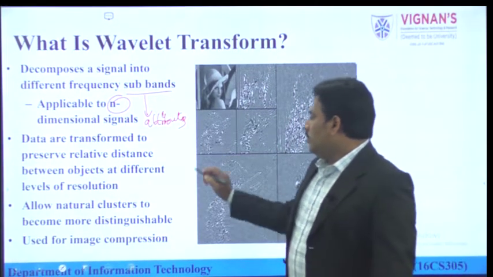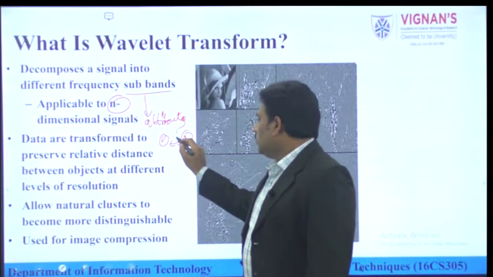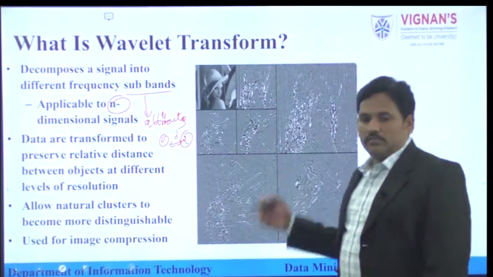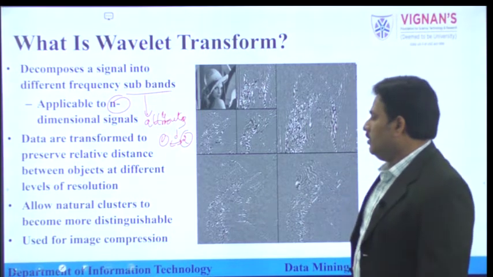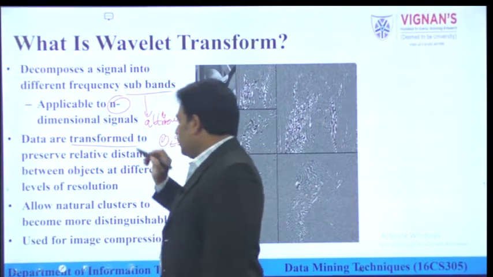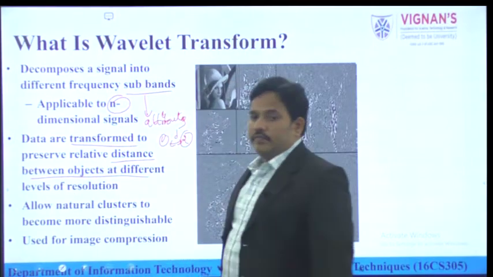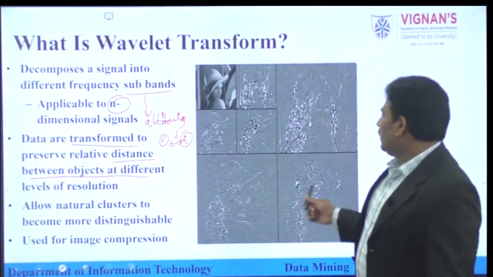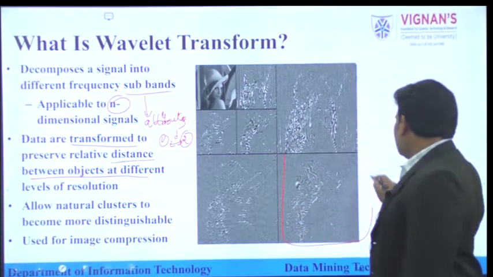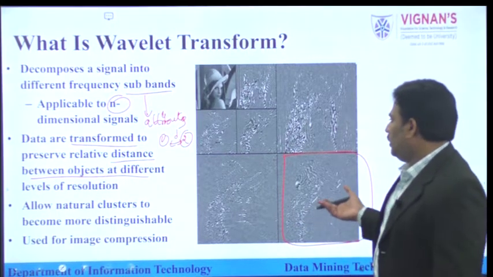That means for each point, we have to find out the distance between objects. To find out the distance, we will see some similarity metrics in later slides. Here, the ultimate objective when we are trying to transform the data is to find out the distance between objects at different levels of resolution. If we look carefully at this diagram, it is not in a proper condition. That means whatever diagram we have here, it is not properly visible.